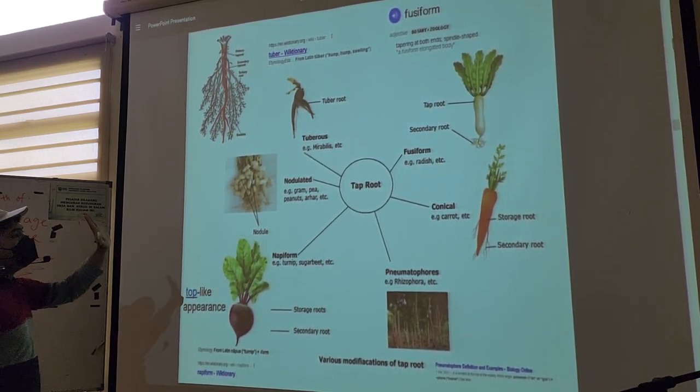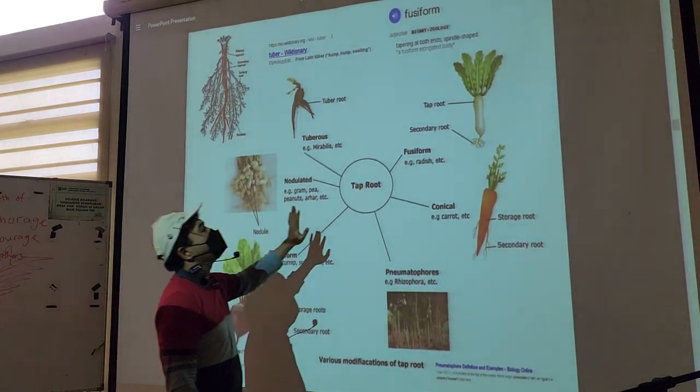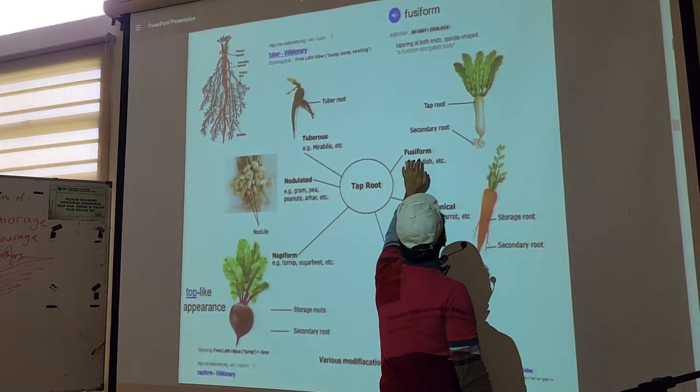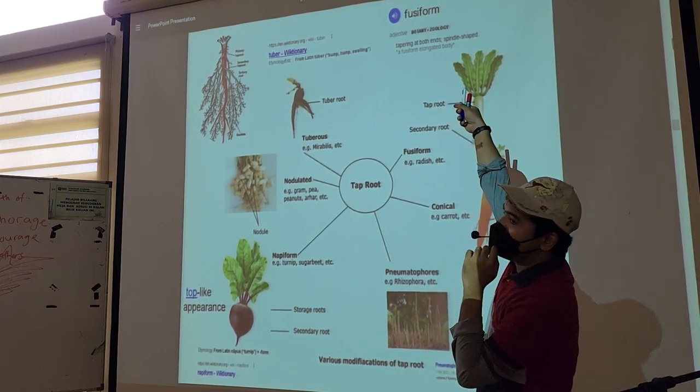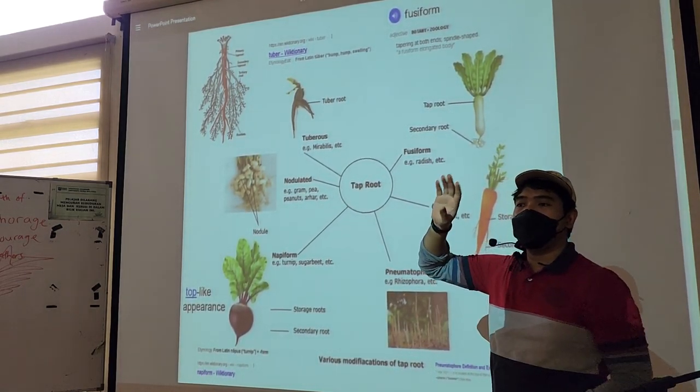So there are a few forms. There is a fusiform. I put a little definition up there for you. It means in the shape of a spindle.